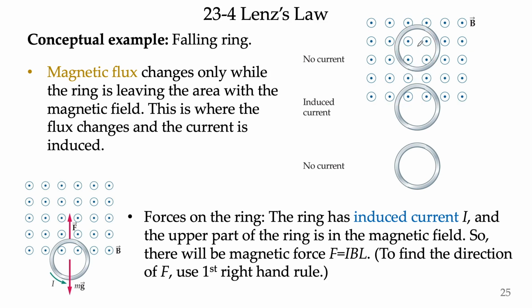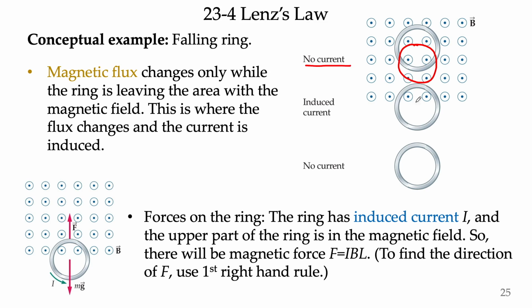Let me try it again. Let's say the ring fell here. So let's see what changed. Well, the area is the same, the angle is the same, and the magnetic field strength is the same. Okay, so nothing changed. Well, there is flux, but flux did not change. So then there is going to be really no current.